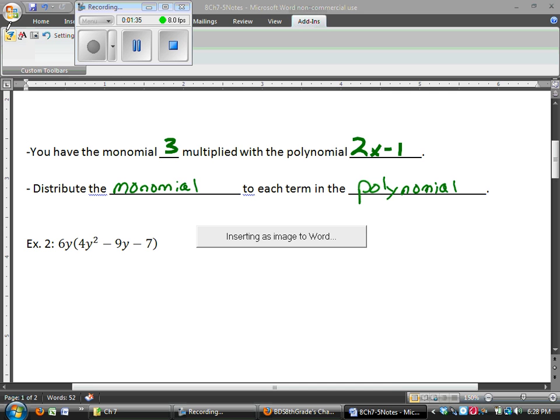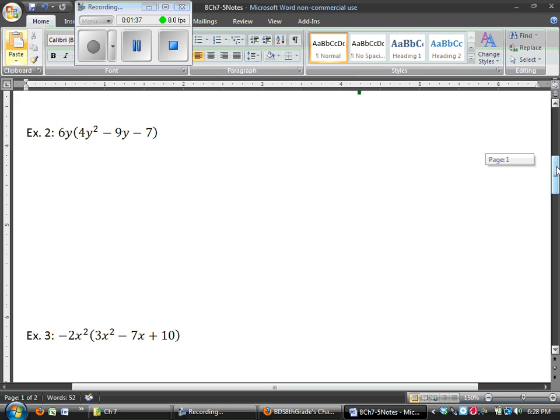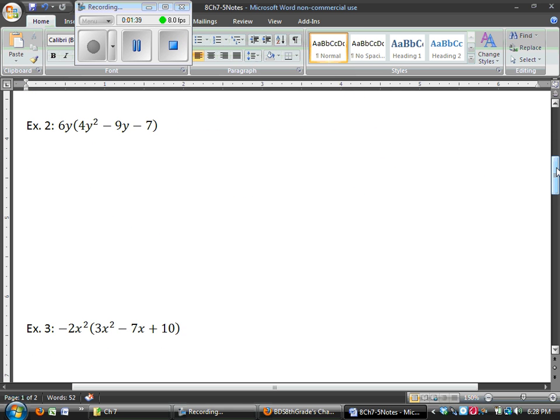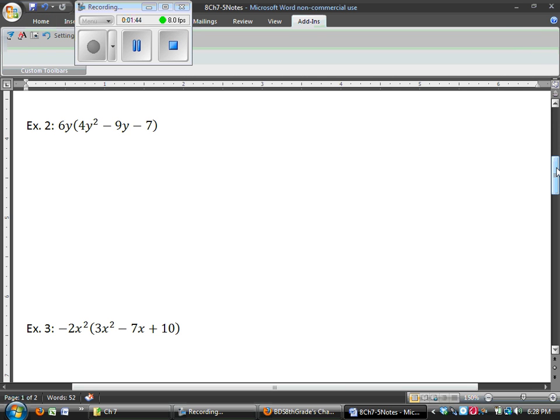Okay? It's that simple. This is why we had to start by learning how to multiply monomials together, because if you didn't know how to do that, you wouldn't be able to do this. So I take this monomial of 6y and distribute it to all three terms. 6y times 4y squared. Then we have a 6y times a negative 9y. Then we have 6y times a 7.